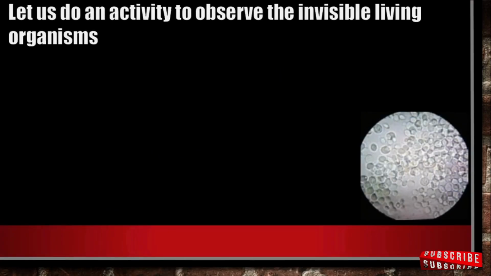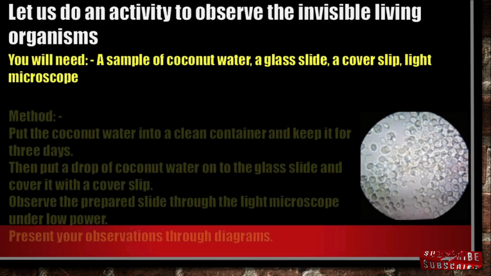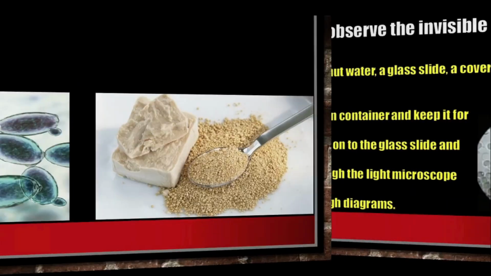Let's do an activity to observe the invisible living organisms. For this activity, you will need a sample of coconut water, a glass slide, a cover slip, and a light microscope. The method: put the coconut water into a clean container and keep it for 3 days. Then put a drop of coconut water onto the glass slide and cover it with a cover slip. Observe the prepared slide through a light microscope under low power. You can present your observations through diagrams.